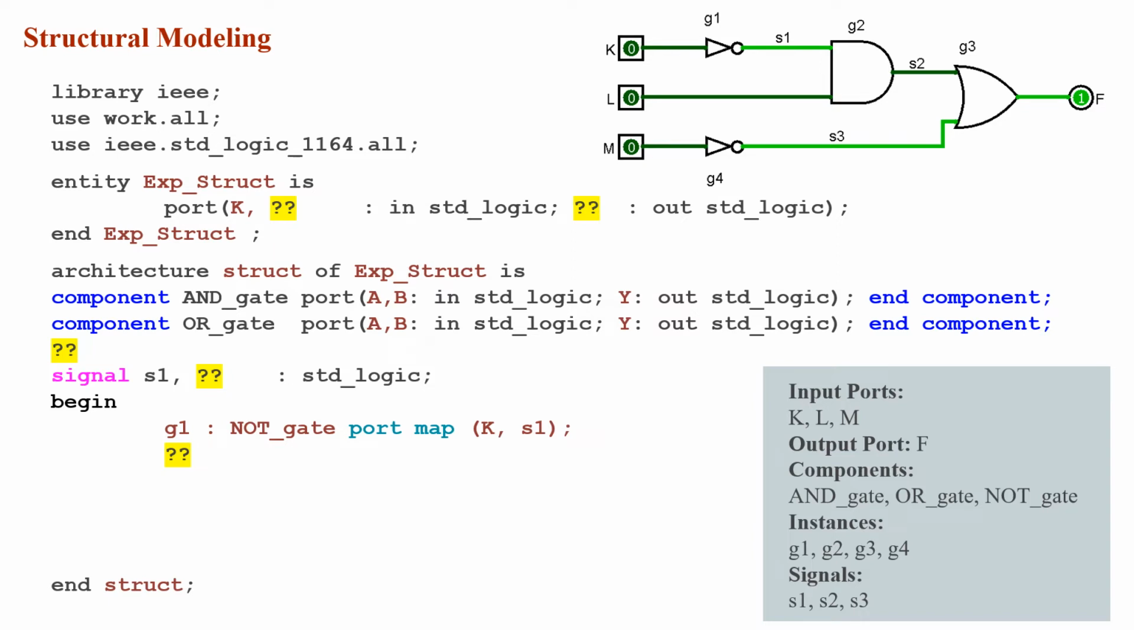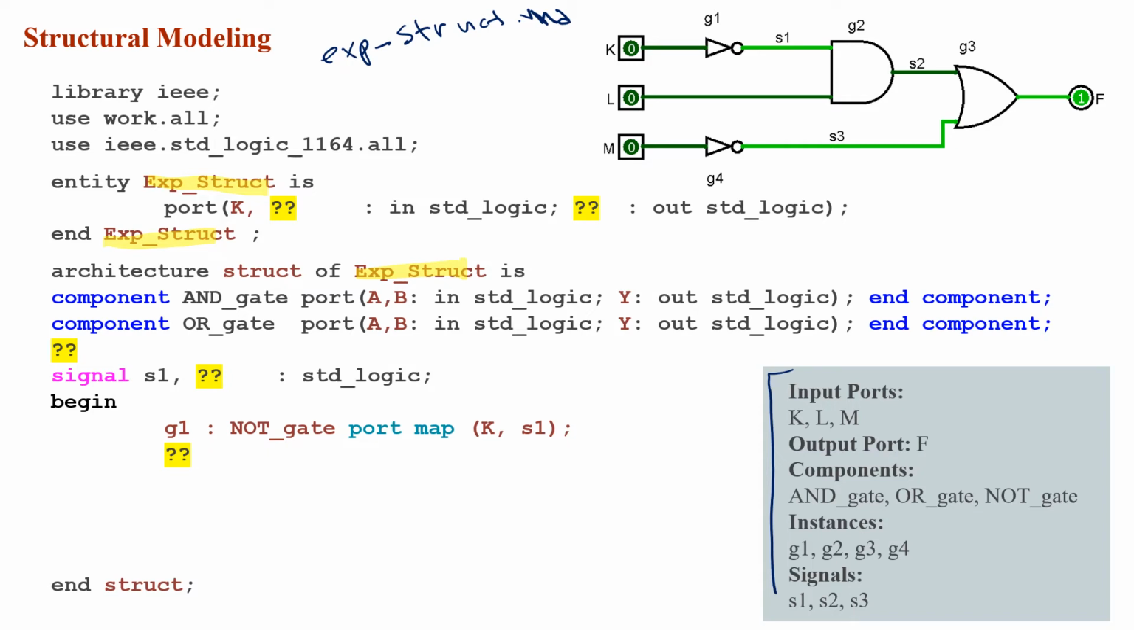We'll assume that the file name or the entity name is exp_struct, so this must be repeated 3 times, and this will also be our file name. So the file name should be, in this case, exp_struct.vhd. With the hint of the design steps that we did earlier, we'll complete this template file.